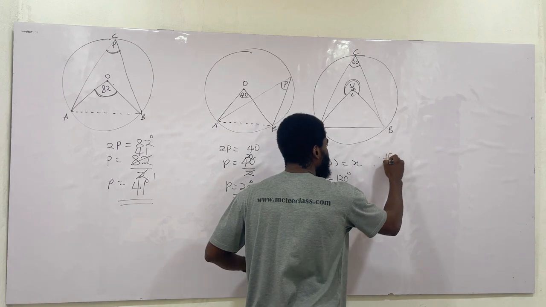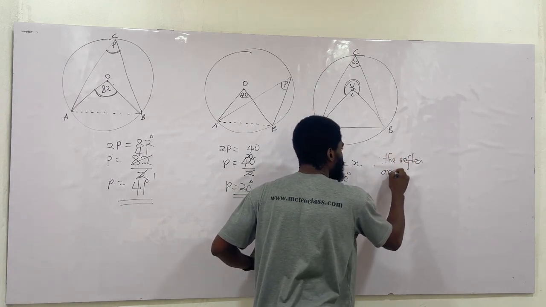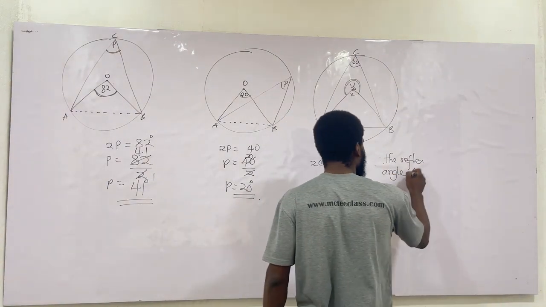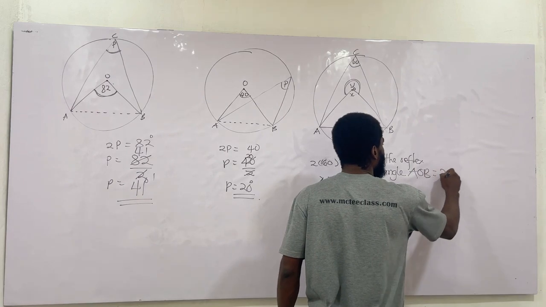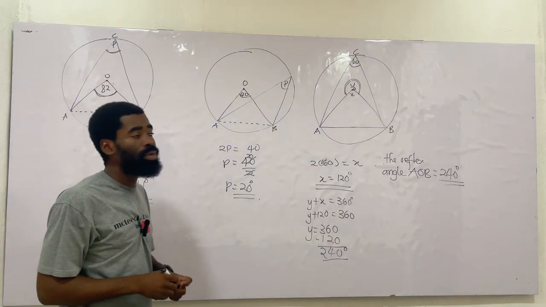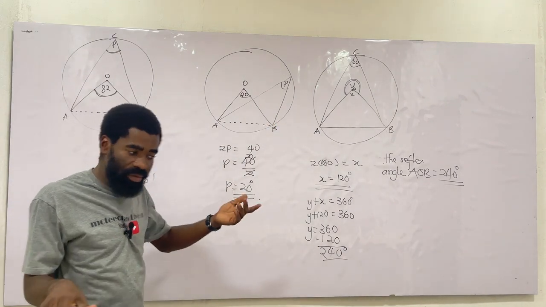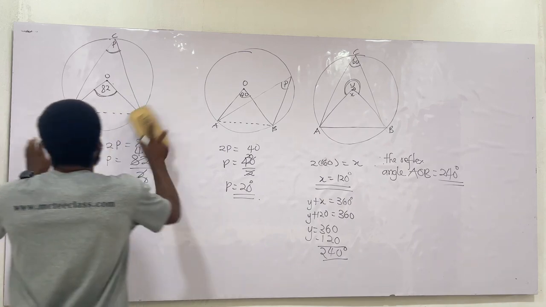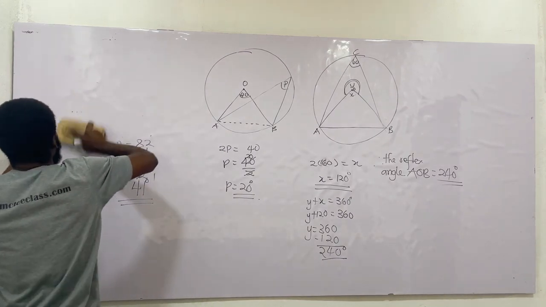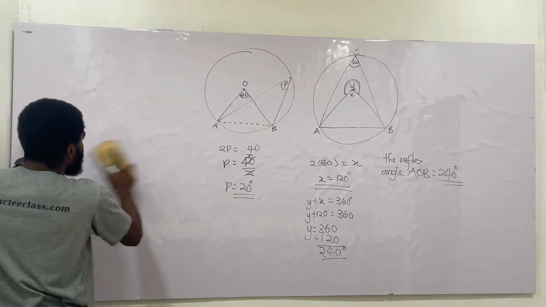The reflex angle AOB. Angle AOB equals 240 degrees. This is how I'm going to solve this. Very simple. I apply the principles to do that. Like I've said, if you have a problem with angles 1, then you have to go and look for that. There's a video on that. Go and look for it and watch that video.